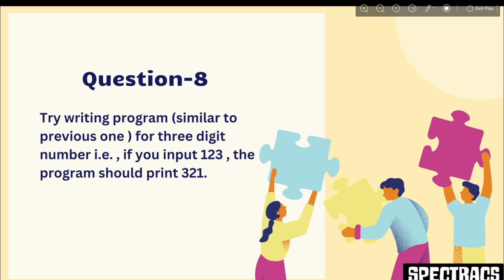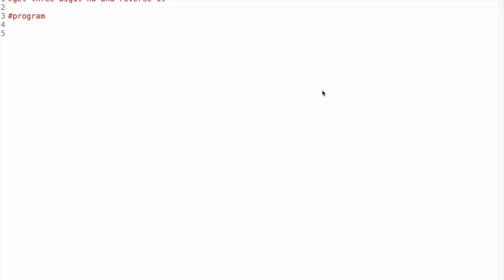Try writing a program for 3-digit numbers. If the input is 1 2 3, the program should print 3 2 1. Now let's try the same thing for the 3-digit number. So first let's get the input, which is int(input("Enter number")). Let us keep this as a.